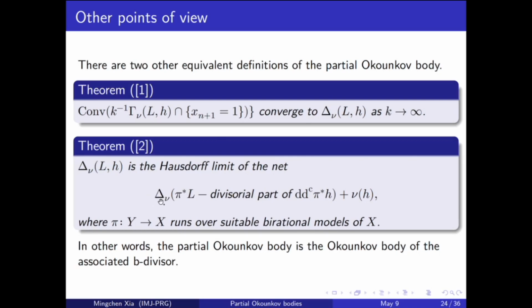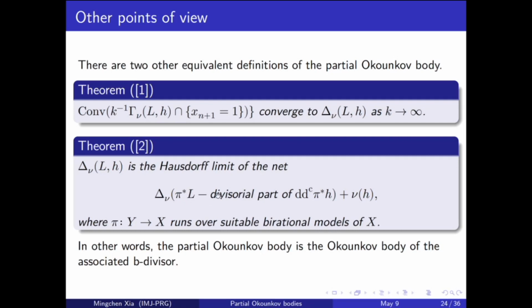We can consider the corresponding Okounkov body delta nu. And if we take the corresponding Hausdorff limit, it differs from our partial Okounkov body only by some constant vector characterized by the singularity of H, which I denote by nu H here. I will not go very deep into these two different points of view, but at least this shows that the partial Okounkov bodies are really something natural from whatever point of view.